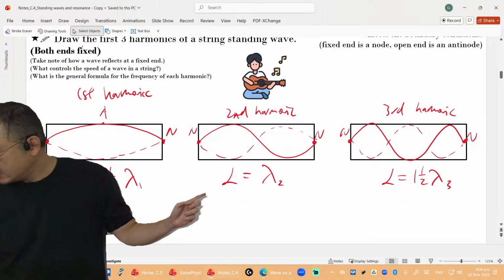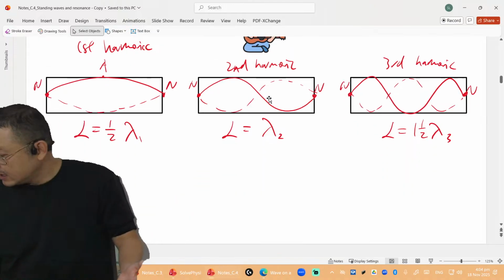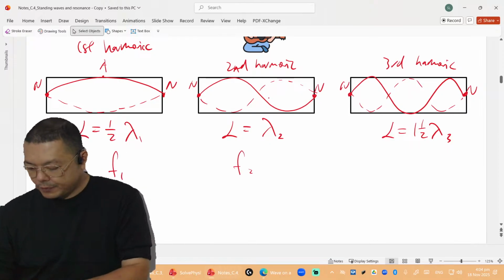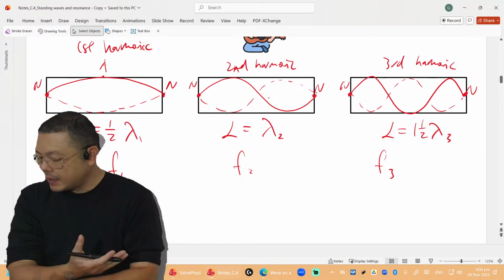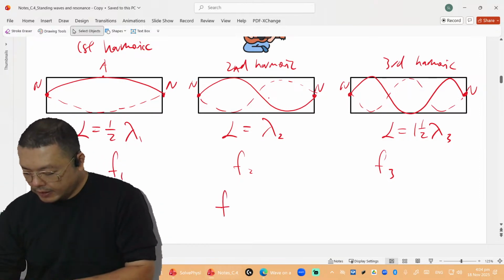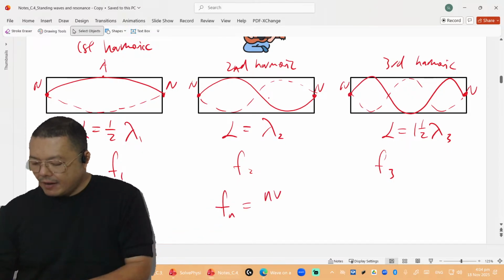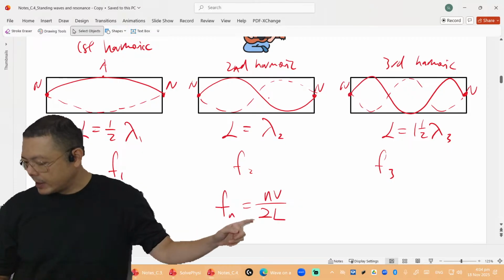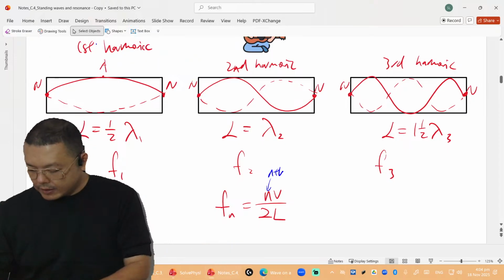What's more important is actually the frequency that gives you each harmonic. So this is f1, this is f2, this is f3. There is a general formula that doesn't appear in the data booklet. For the nth harmonic, the frequency is nv over 2L. That's the general formula. n is whichever harmonic they're looking at, the nth harmonic.